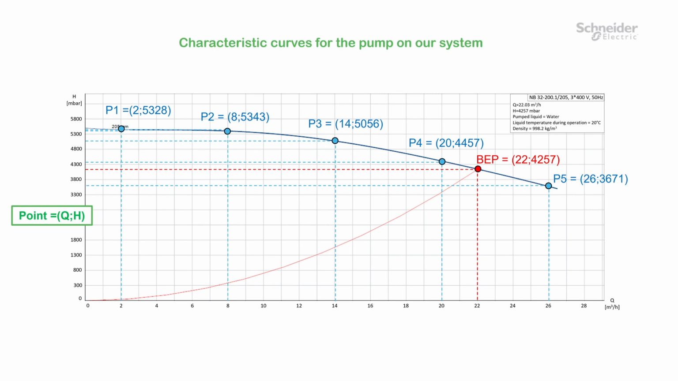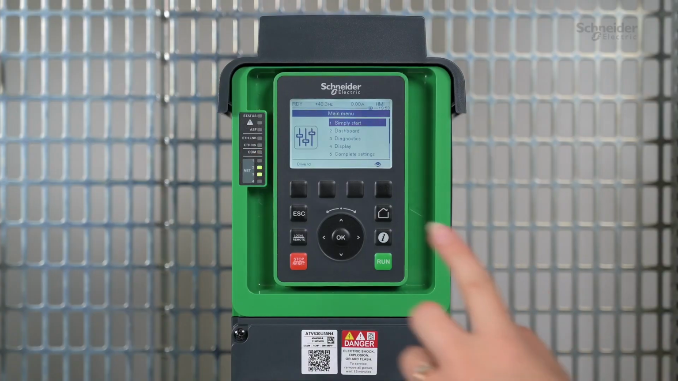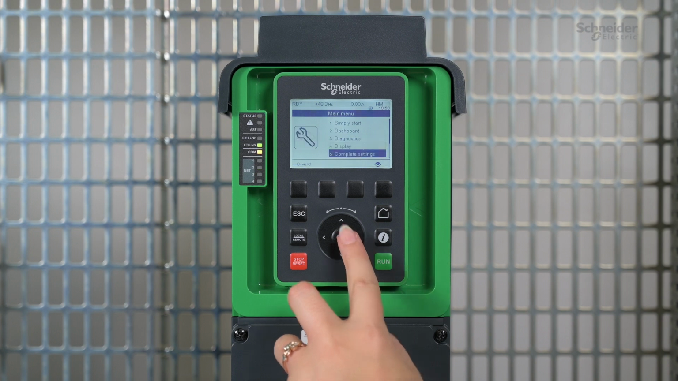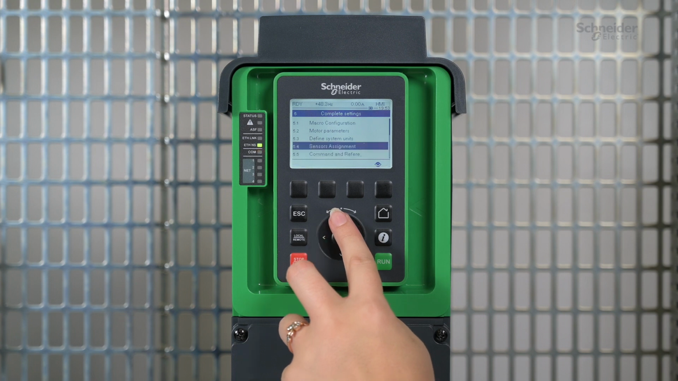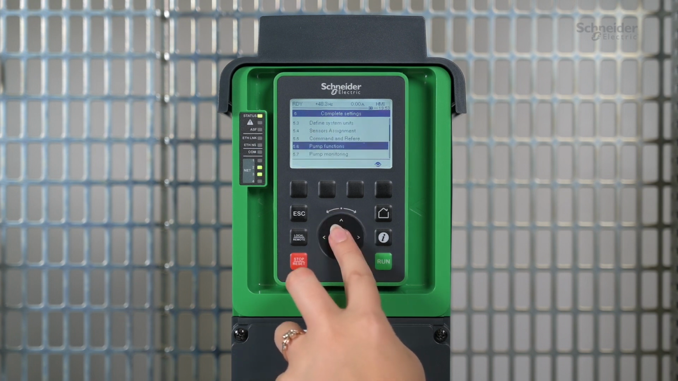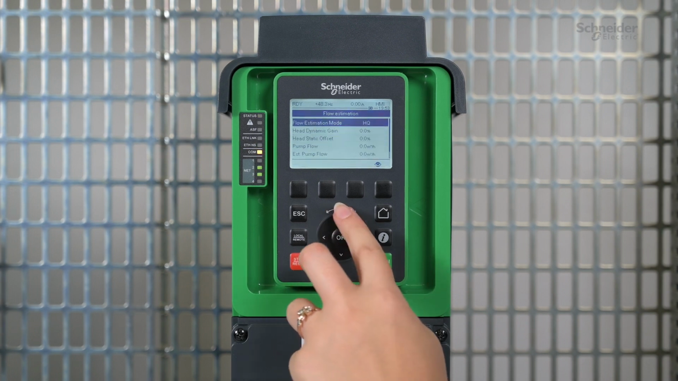Before starting the flow estimation function configuration, you must program the characteristic curves for each pump in the system on the associated drive. Please refer to the video about pump characteristic curves, FAQ 000-2470-33. The curve may be filled and activated in the Pump Functions menu, then Pump Characteristics menu, or Flow Estimation menu.